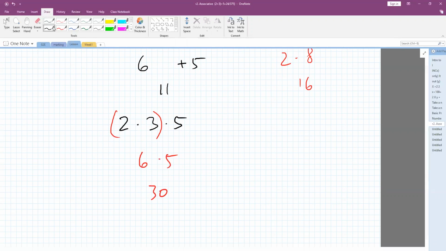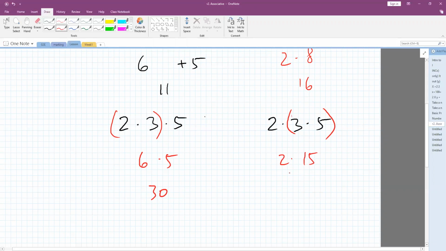When you have the same, which is 2 times 3 times 5, with brackets around 3 and 5, now 15 times 2 is 30. So this property, the associative, basically only applies when you have the same type of calculation, for example, addition or subtraction, or multiplication or division.